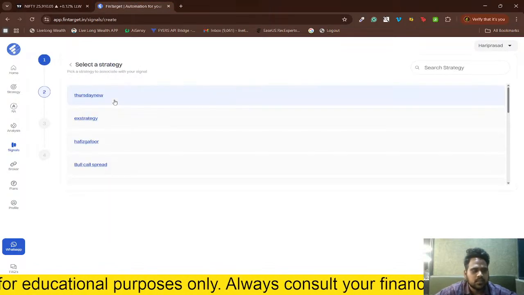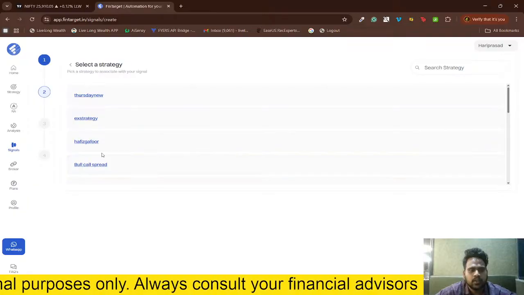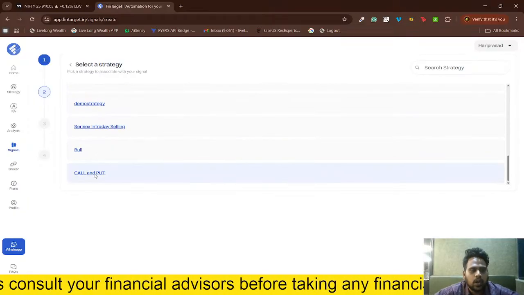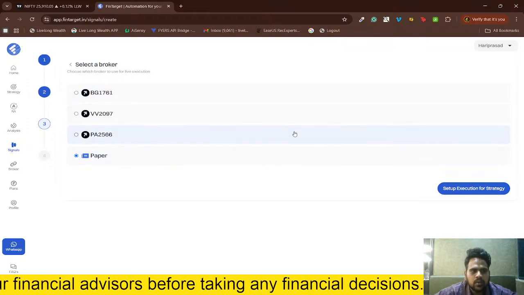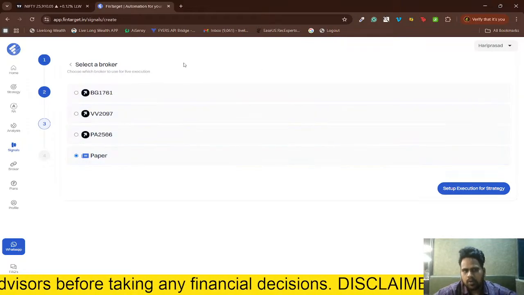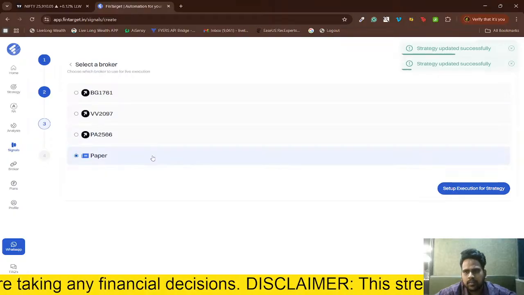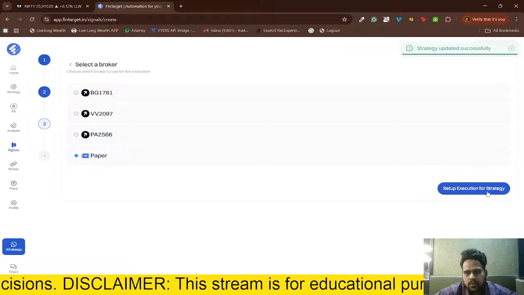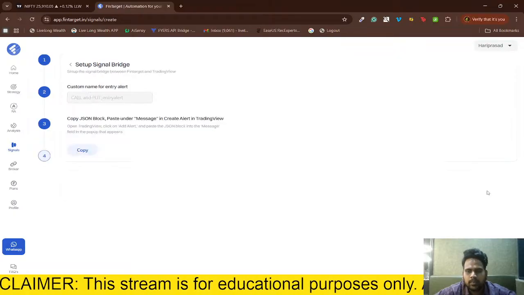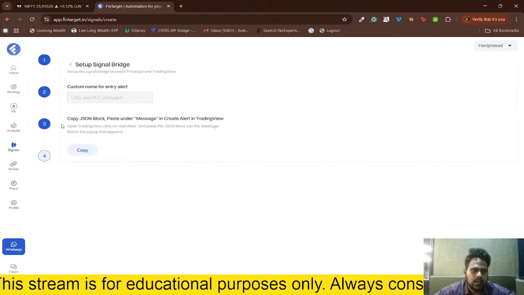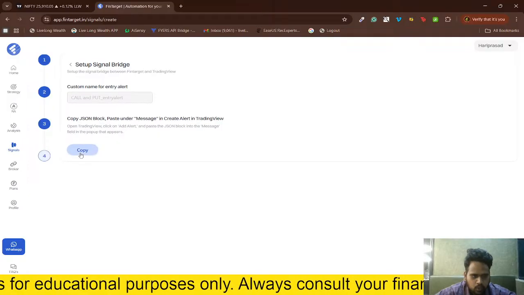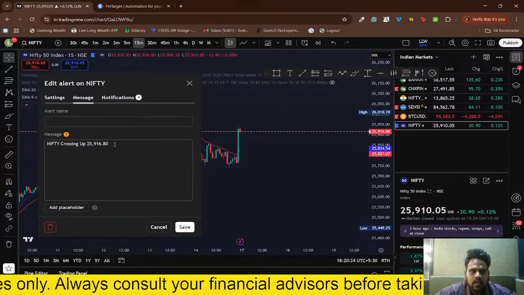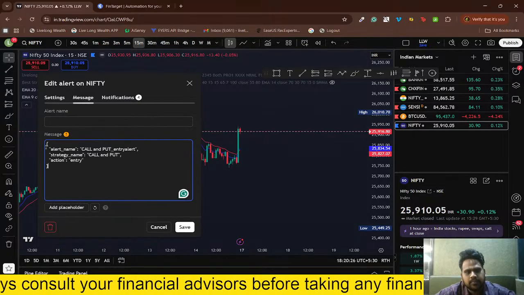Click on TradingView here and select the strategy which we just named call and put. You can choose paper or your own account, whichever you are comfortable with. Now I will choose paper. Copy the JSON block, go to the message, and paste it here.